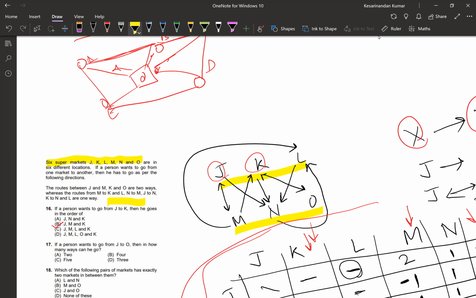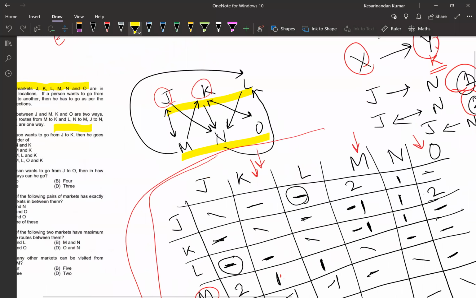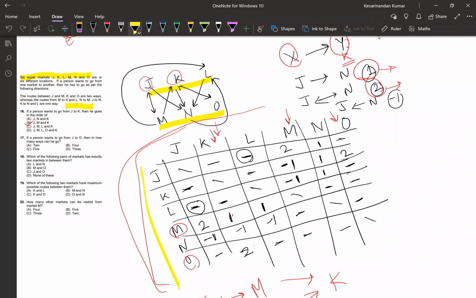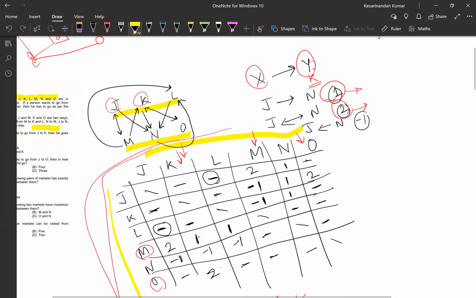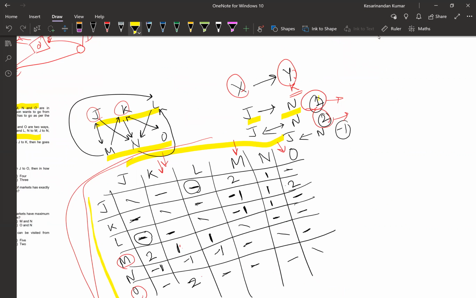Now, such questions can be confusing because you might miss some of the options, and it's but natural. So instead of this, what we'll do is we'll have a matrix of our own, write down all the cities here as well as here. Now, the convention that we are following is, if we are going from J to N, we will write 1. If we can go from J to N in both the directions, we'll write 2.